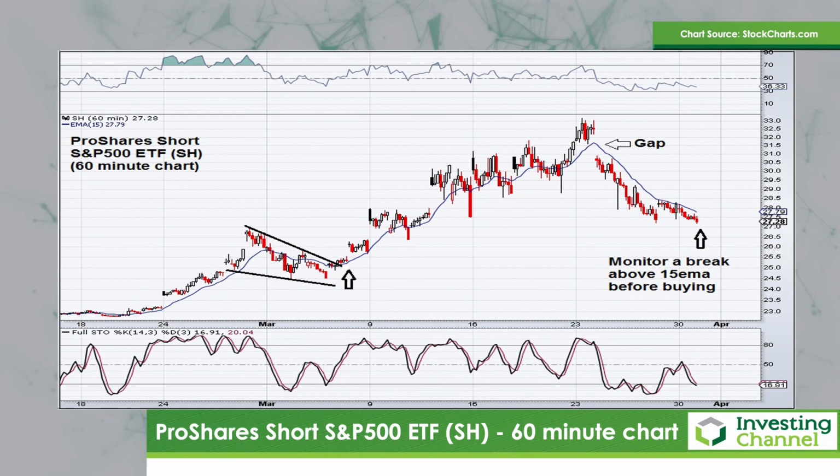Don't just try and blindly pick a bottom, because what you can find is that these bear market rallies sometimes can go higher than you expect. So be careful of getting in too soon and then getting squeezed out. What you want is to see that the momentum is actually turning and then get involved. So wait for the price to break above that exponential moving average on the hourly chart and then get long.